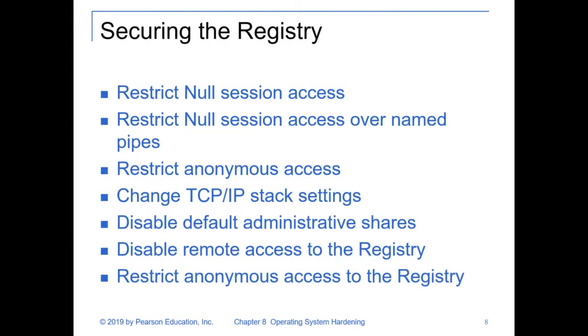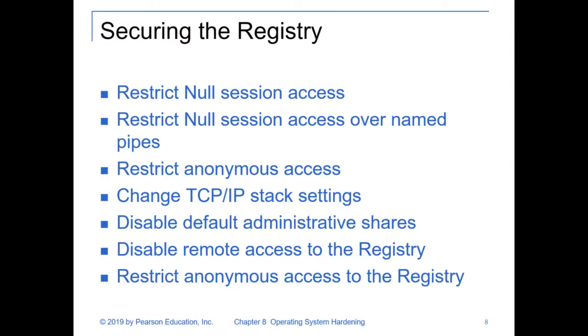All right, there's a couple ways you can secure the registry. One is restrict null session access. A null session is a Windows way of designating anonymous connections. So you want to restrict that. Restrict null sessions access over named pipes. Restricting access on this helps prevent unauthorized access over the network.